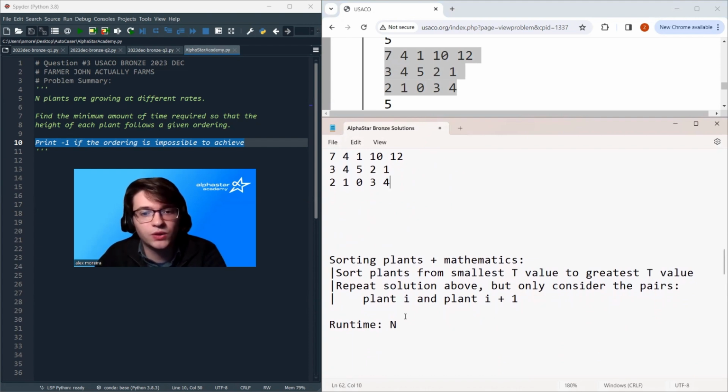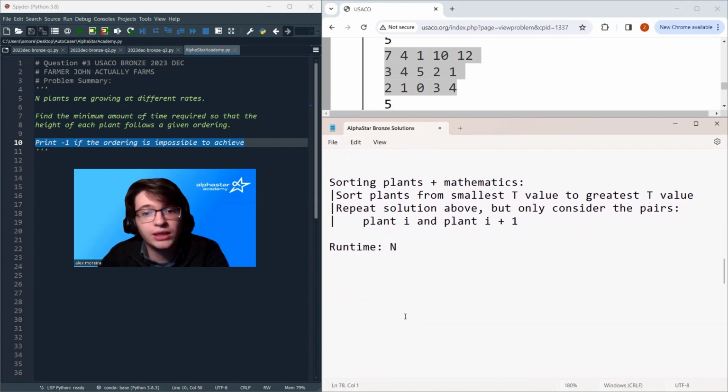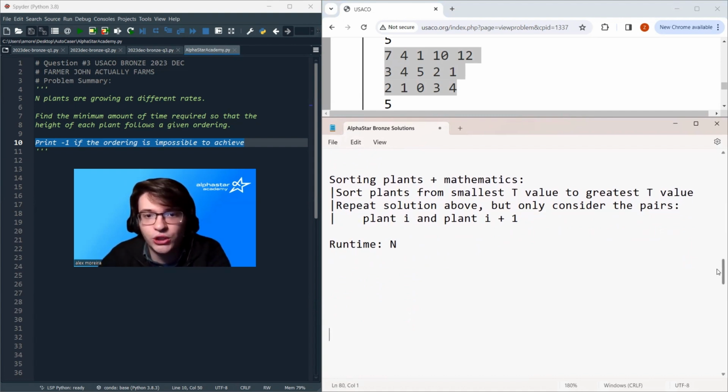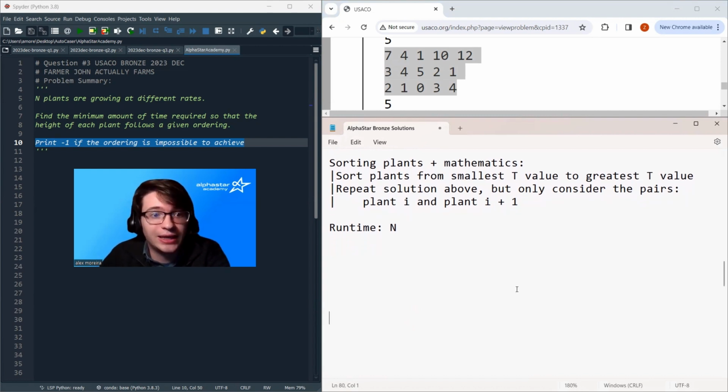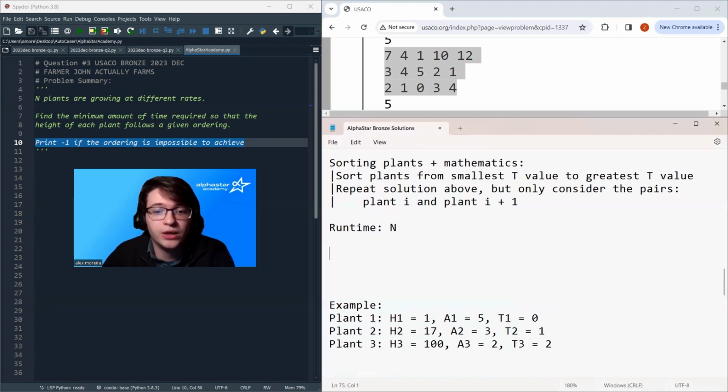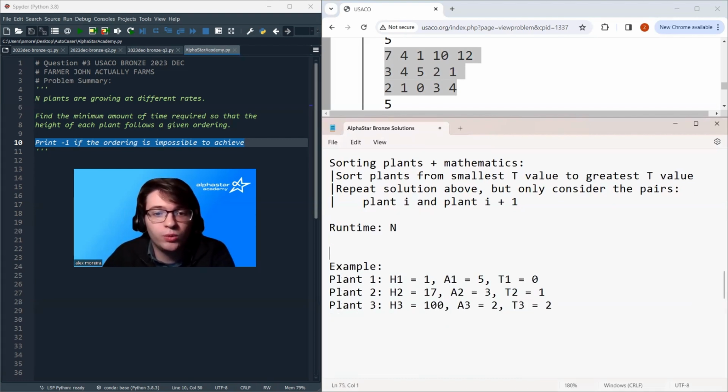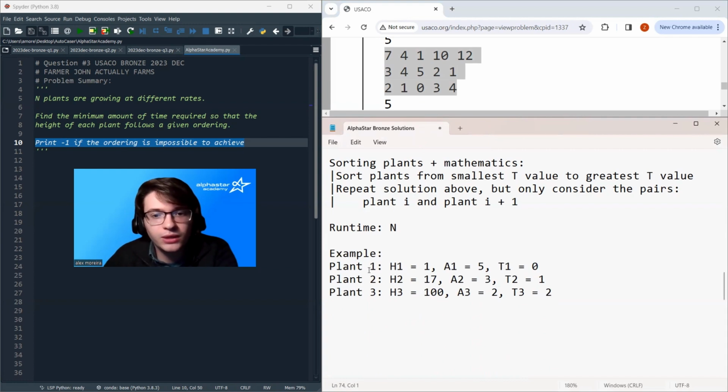Because this might be a complex idea, let's run through the mathematics for ourselves. So we have a vision. Let's see if we can execute on that vision with a sample test case. So in this example, we're just going to work with 3 plants. And the plants are as follows.